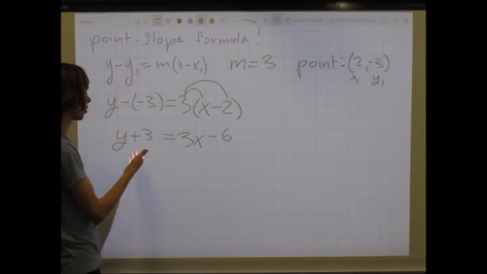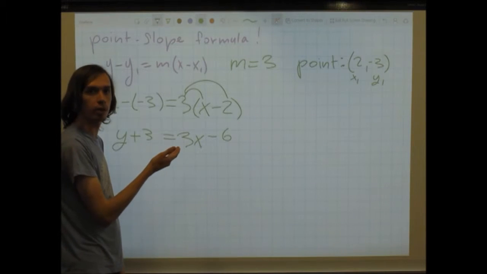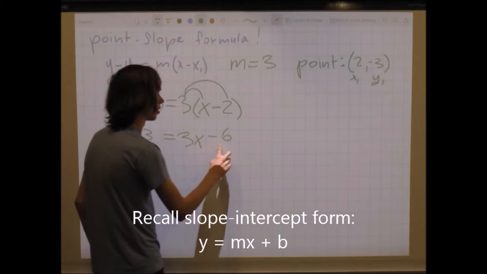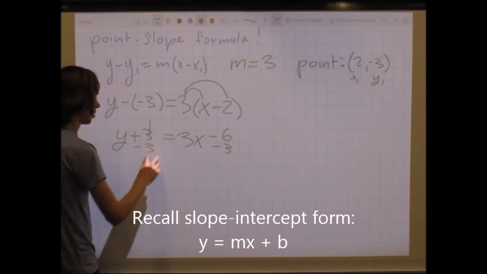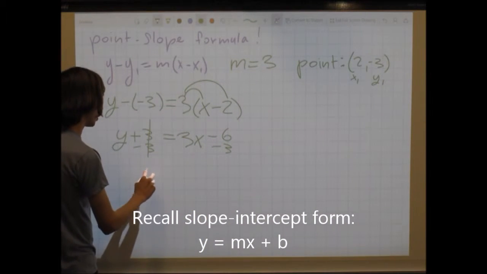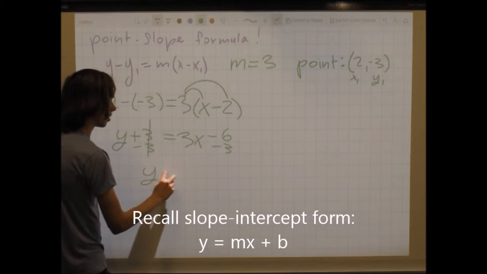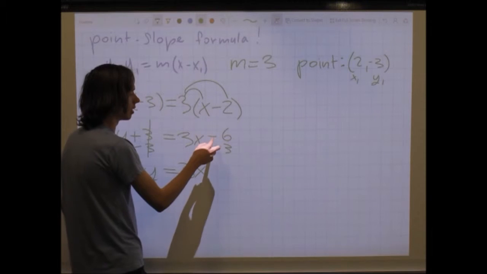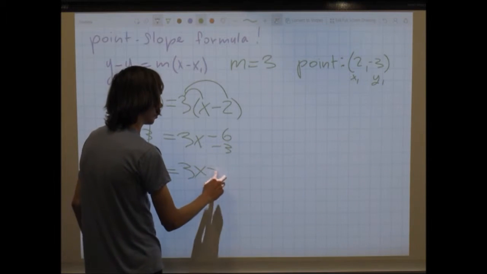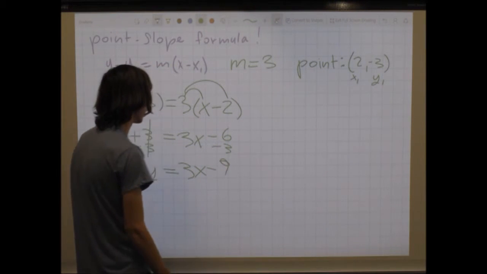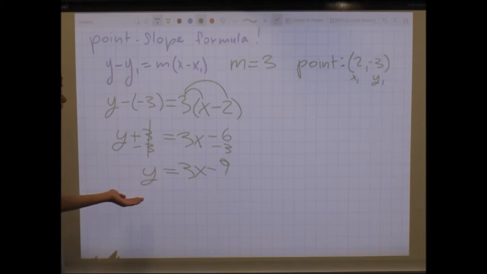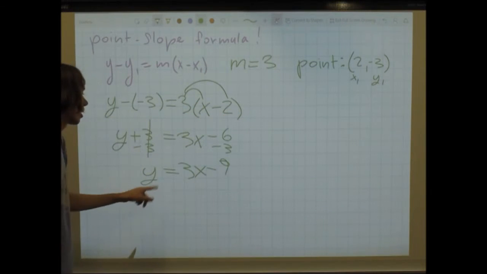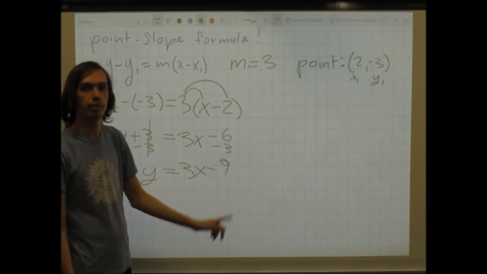Okay, looking good. We want the y to be by itself for slope-intercept form, so let's subtract 3 on both sides. Cancel that out, and on this side we have y equals, and over here we have 3x, and then negative 6 minus 3 is negative 9. So the equation of the line that has a slope of 3 and goes through the point 2 comma negative 3 is y equals 3x minus 9.